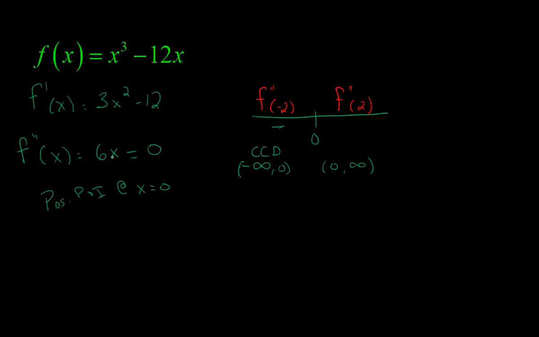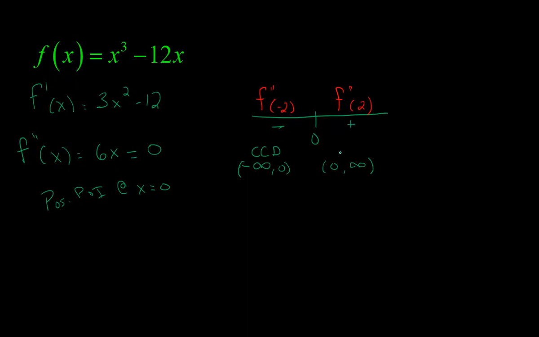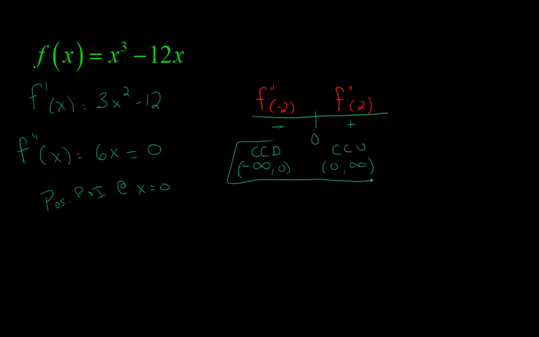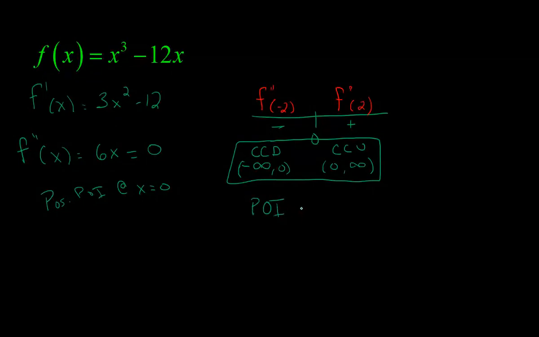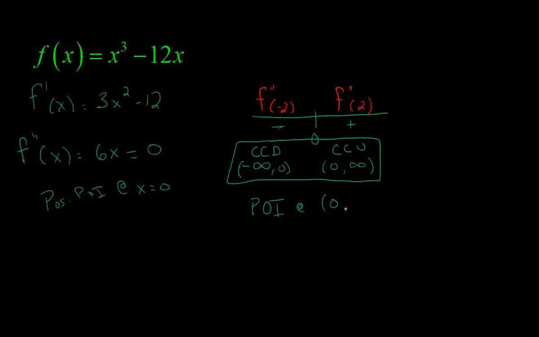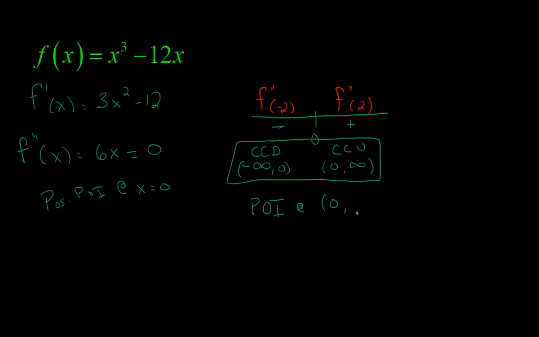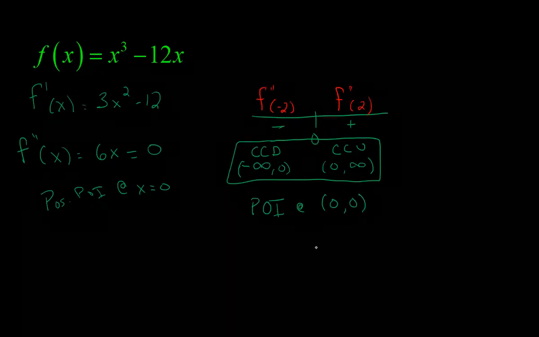I plug in 2. That's going to be positive. That'll make it concave up. So these are my concavity intervals. And since I do have a switch from one to the other, that makes a point of inflection at 0, comma, and again, this one by plugging in 0 to the original will be 0.